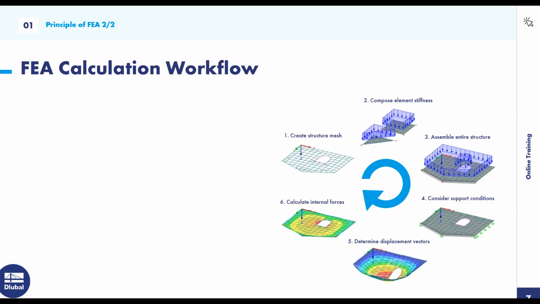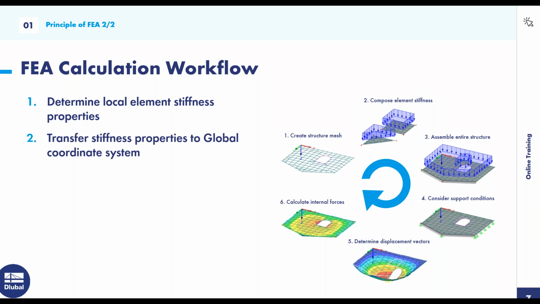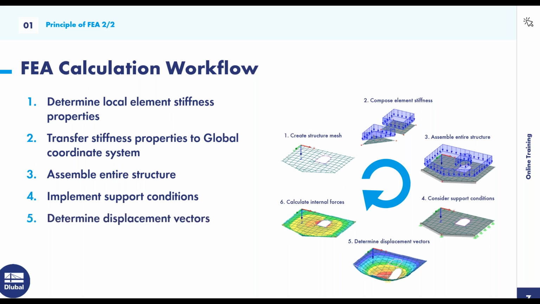Next, I want to go over the FEA calculation workflow. This is also good to know for most FEA software. First, the local element stiffness properties are determined. Then those local stiffness properties are transferred to the global coordinate system, and then the assembly of the entire structure takes place. The boundary conditions or supports are then defined, and these could consist of sliding, rigid, or hinged. Then the displacement vectors can be calculated by solving the system of equations. And lastly, the support forces and internal forces can be determined.